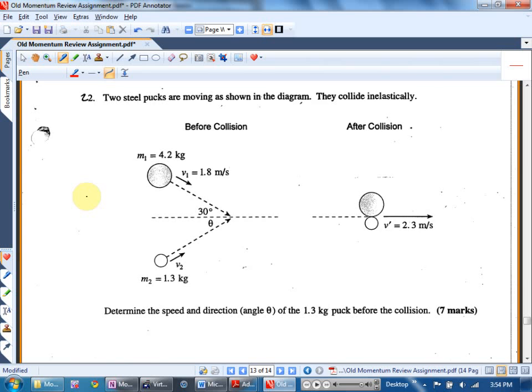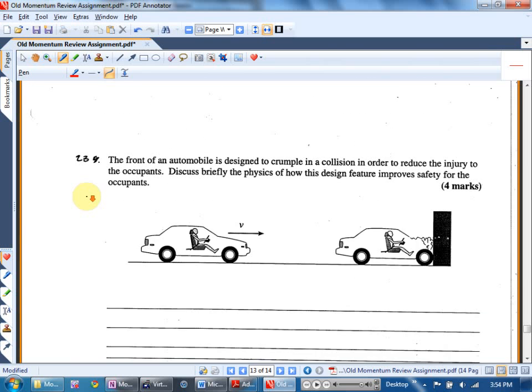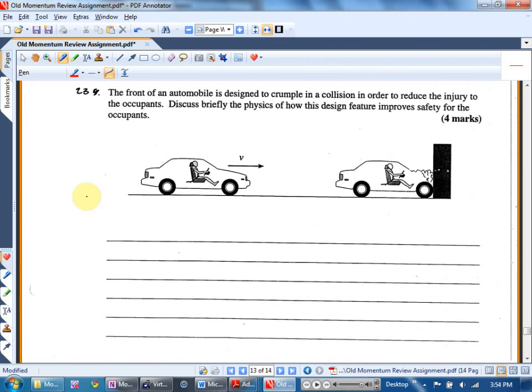Front of an automobile is designed to crumple in a collision in order to reduce the injury to the occupants. Using principles of physics, tell me what the principles of physics are that help this work. Why does this improve safety? Ian. Yep. In fact, it's exactly the same as my baseball bat.